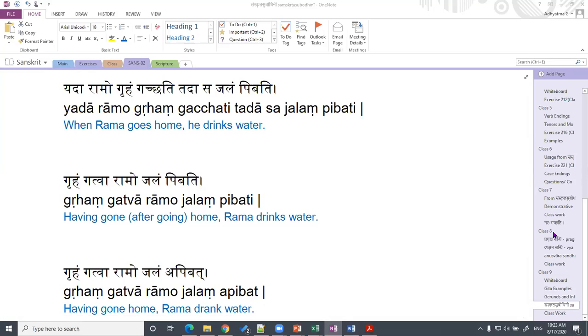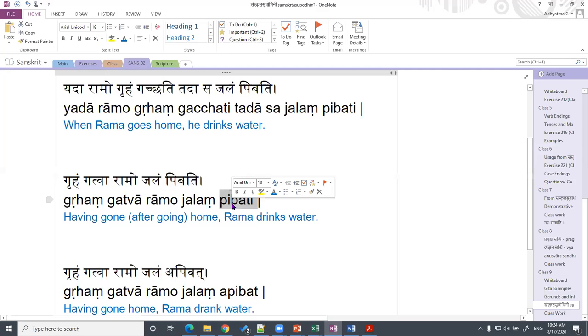So another thing I wanted to point out here: look at this sentence, Gruham gatva Ramo jalam pivati. We said that one sentence in Sanskrit has only one verb form. So in this case, pivati is the verb form. Gatva is indeclinable. So that rule still holds, that one Sanskrit sentence will have one verbal form.